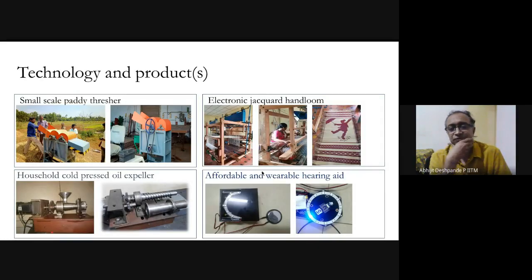I'll just give you a brief glimpse of some products that we have been working on. The small scale paddy thresher is something we have developed in the last one year. Here again, the demand came from individual farmers. The left hand side shows the small scale paddy thresher, and there are options here. Paddy threshing is the removal of the paddy grain from the stalk. You can do it manually, or the other option is to have a very large scale thresher.